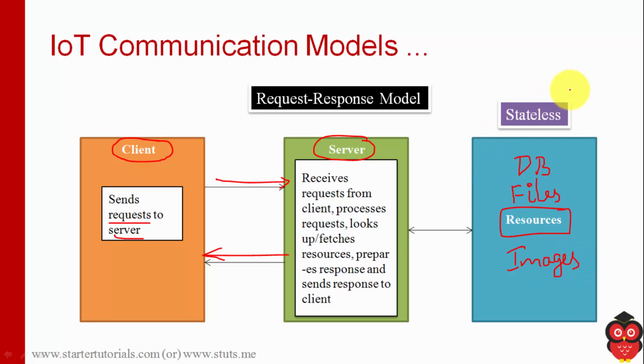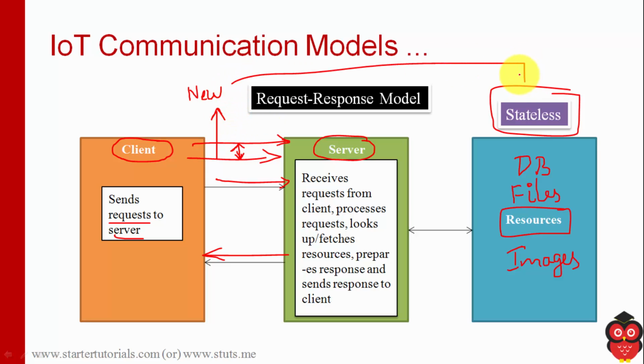Another thing is this request response model is stateless. That means when the client is sending requests to the server, the server will not know if the client has already sent the request previously or not. That is not available in request response model. So each request is a new connection, and the server treats them as separate clients. Even though all the requests are coming from the same client, it will treat them as separate. That is the meaning of stateless. So that is about request response model.